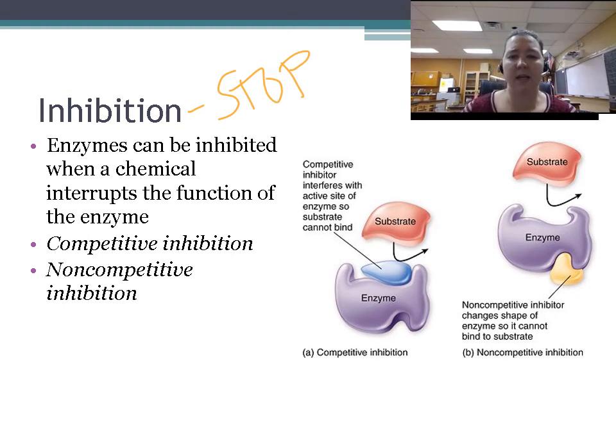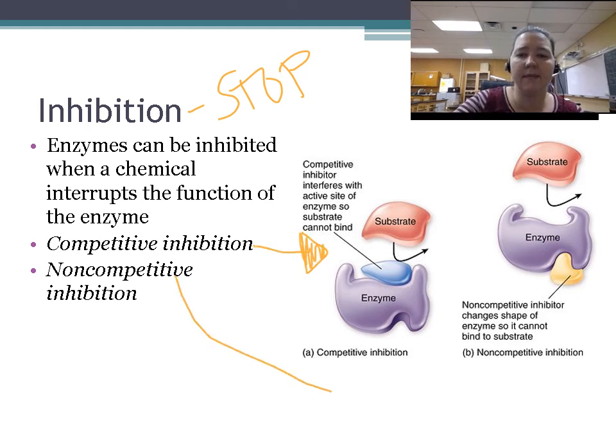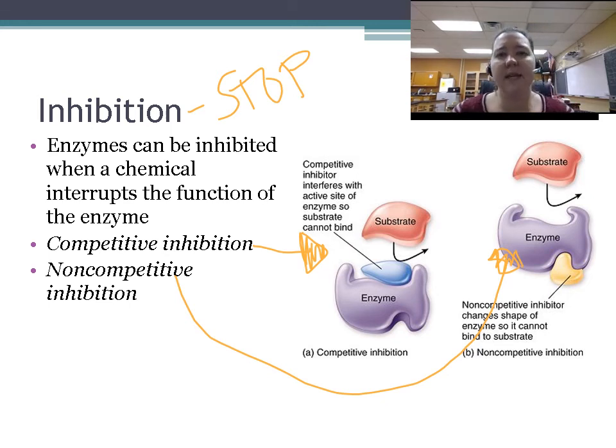We have competitive inhibition, which is this guy right here, and then we have non-competitive inhibition. Competitive inhibition is something that binds to the active site and stops the substrate from binding. You can see here this molecule fit into the active site, and the substrate now can't get into the active site. So in this case, they are both competing for the active site.